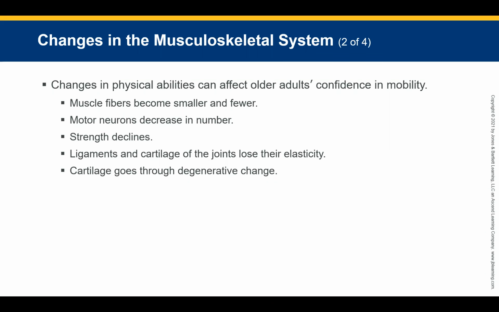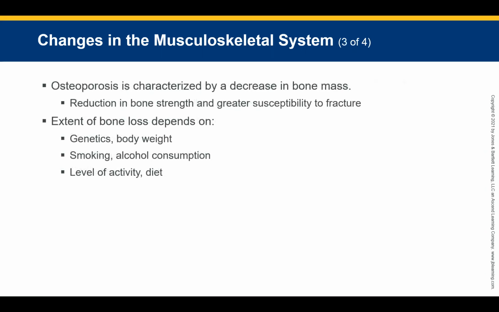We know their strength declines. Cartilage goes through a degenerative change. The stooped posture of older people comes from atrophy of the supporting structures in the body. Ligaments and cartilage of the joints lose their elasticity. That may be some causes of some falls. And then the forward curling of the spine is also called humpback or hunchback. Those things happen more often. Again, we just said that. Why? Because the muscle mass is decreasing.